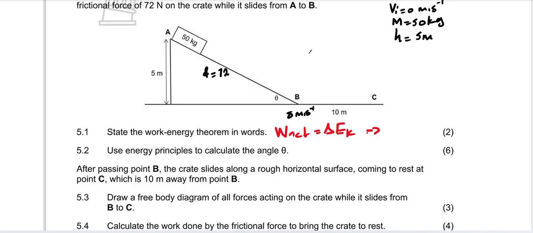We're going to say the work done on an object by a net force is equal to the change in kinetic energy of the object. In physics, this is the change in kinetic energy of the object. The work done on an object by a net force is equal to the change in kinetic energy of the object. Let's write it.